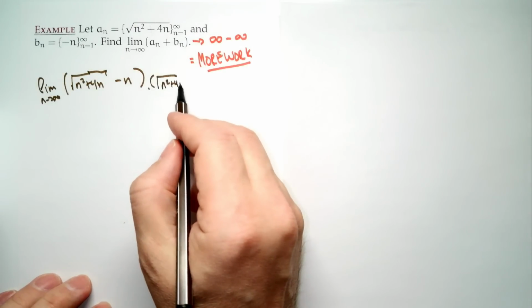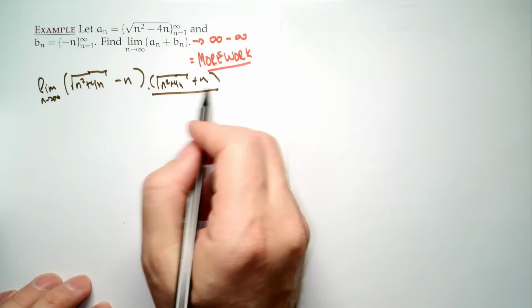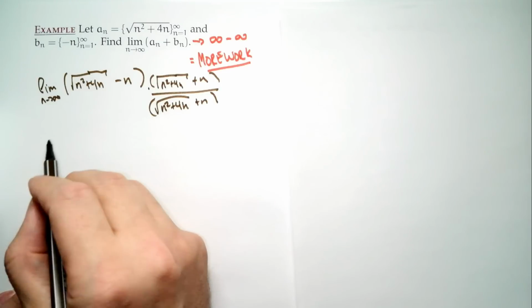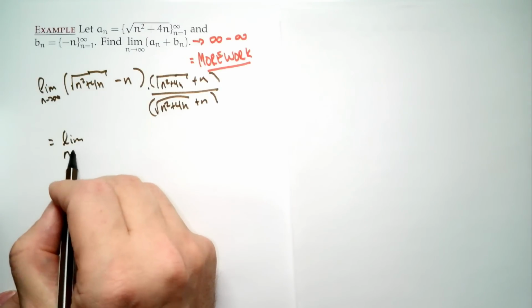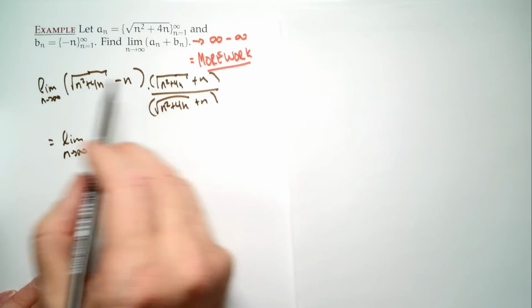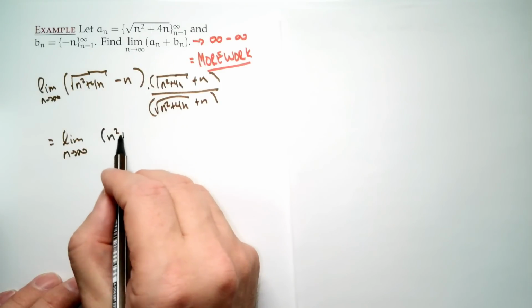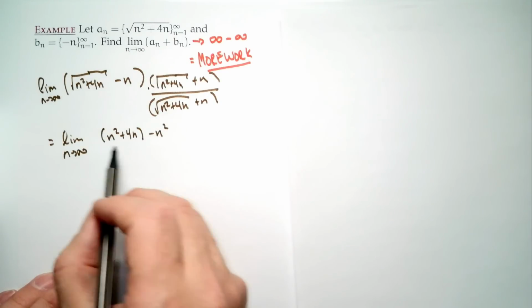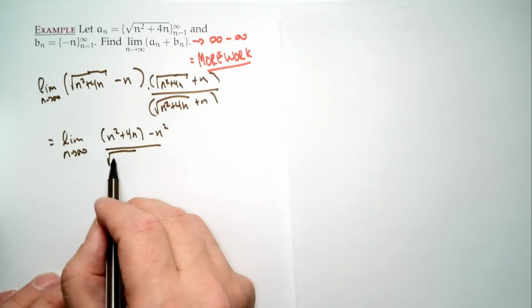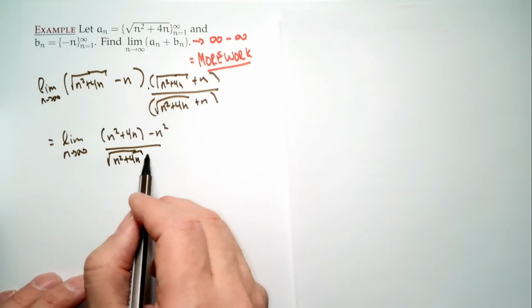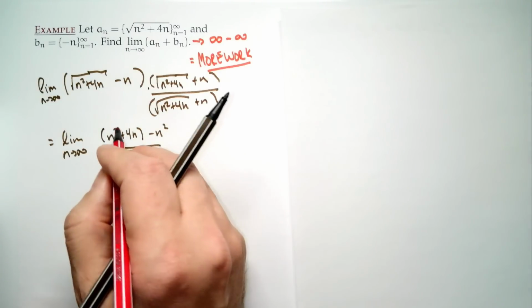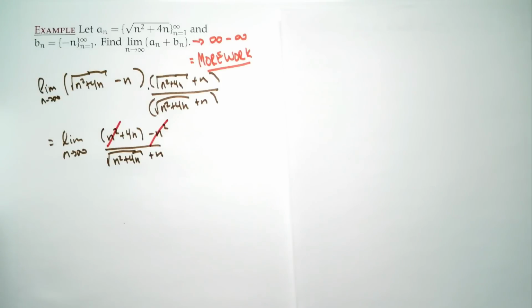We multiply by square root of n squared plus 4n plus n. And if we do that, this becomes the limit as n goes to infinity of, now the reason the conjugate works so well is it's n squared plus 4n. Then you subtract n squared because you square each term, and lo and behold, that gets rid of your square root. And downstairs you have square root of n squared plus 4n plus n. Now what happens upstairs? The n squareds cancel. Now I know at this point you're probably thinking, hey, I'm ready. L'Hopital this thing. Let's do it.